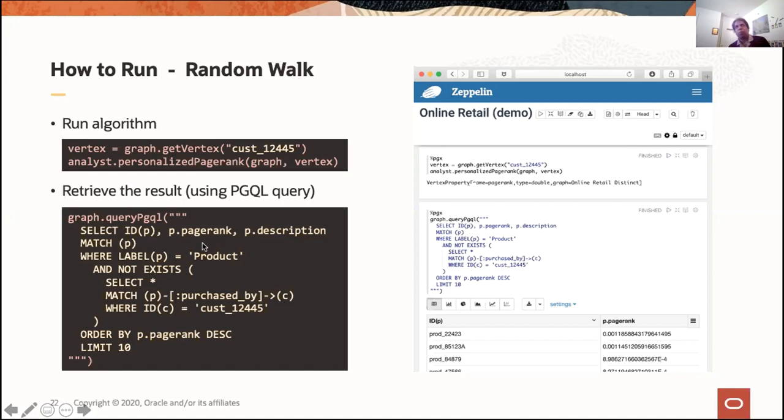Right. It's a bit unusual if you're a relational database user, because this function is actually adding a new property on the node. So it's like adding new columns for those tables. That's why it's a bit new for most of us.